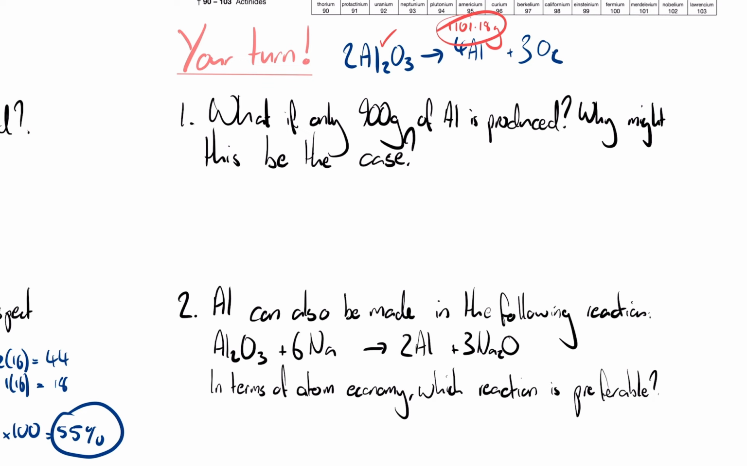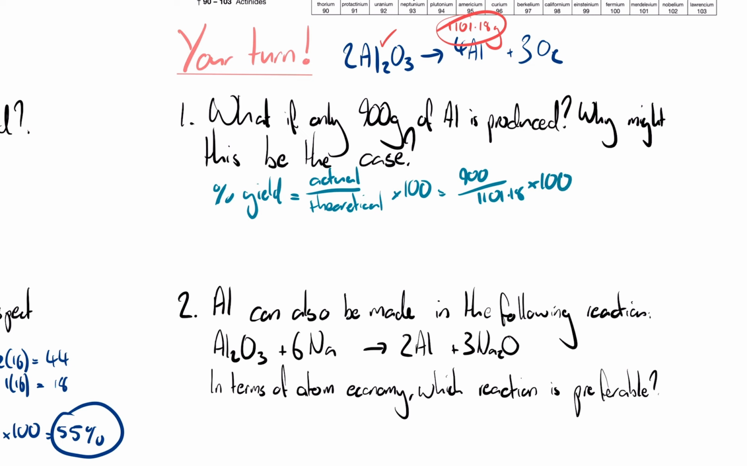So here, percentage yield is going to be our actual yield divided by our theoretical yield times by 100, which is equal to the 900 we're told in the question is our actual yield, divided by the theoretical yield times by 100, and there we get to 81.7%.